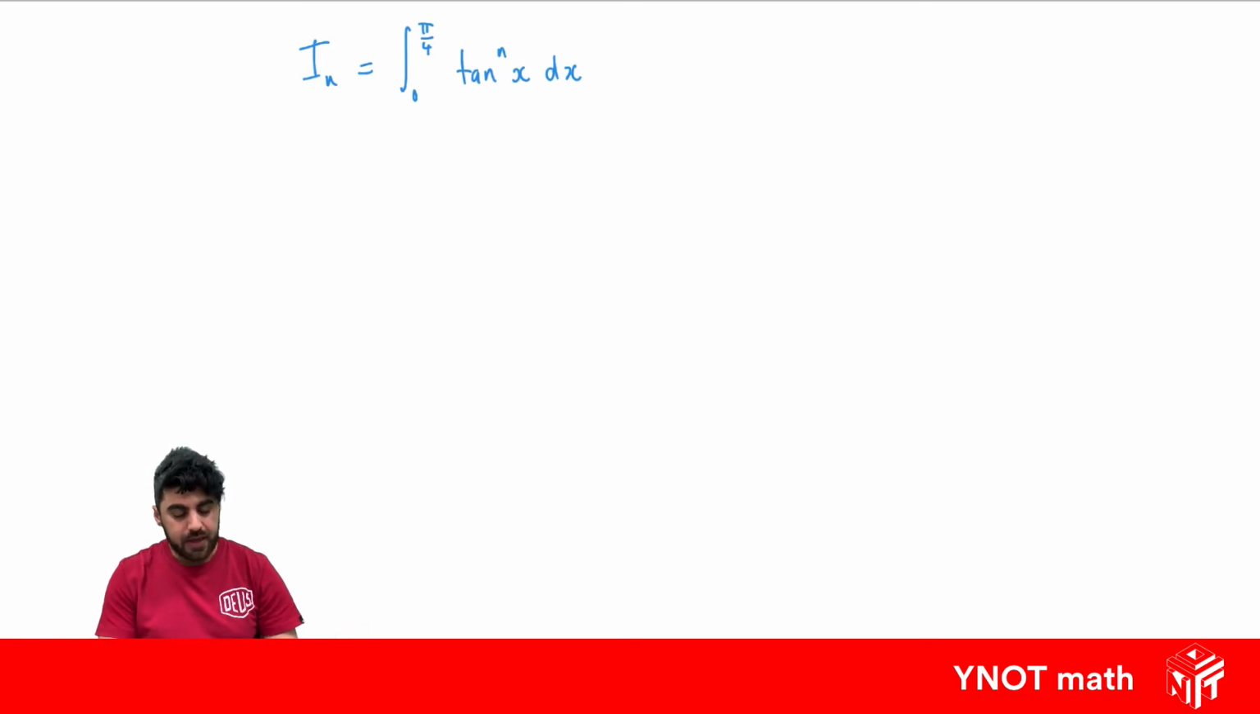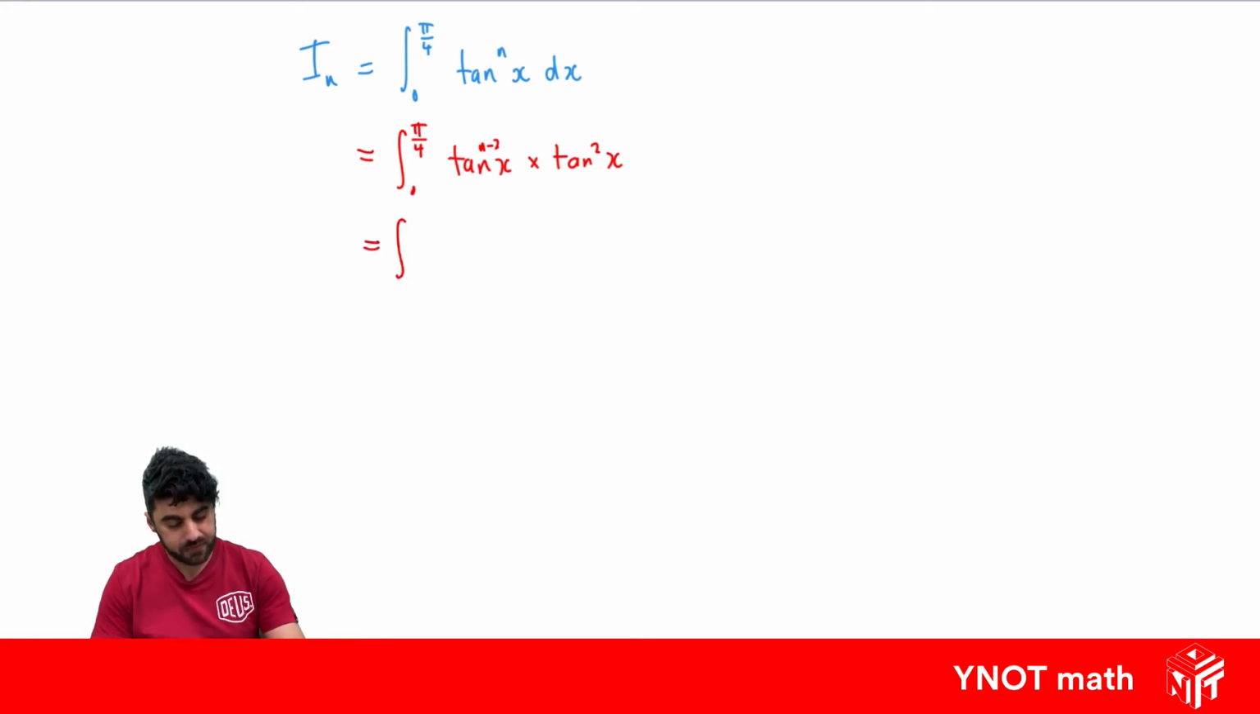How can we go ahead and get the reduction formula here? So now we're going to rewrite this integral as the integral from 0 to pi on 4 of tan of x to the n minus 2 multiplied by tan squared x. Because we're multiplying by the same base, we add the powers together and we get back to tan of x to the n.